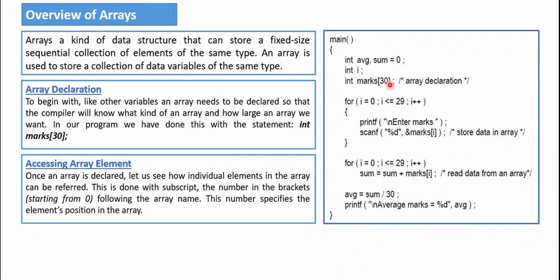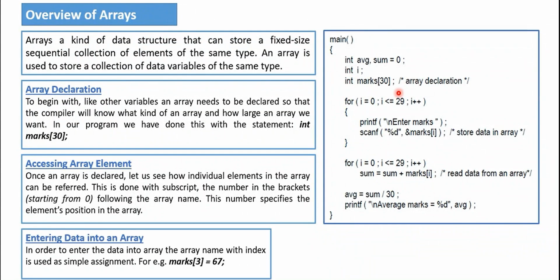Now entering data into an array. In order to enter data into an array, the array name with index is used as a simple assignment. You can see here an example: if you want to store 67 at the fourth index, then we'll write marks[3] equal to 67, and this index 3 denotes the fourth element, because the index starts from 0.